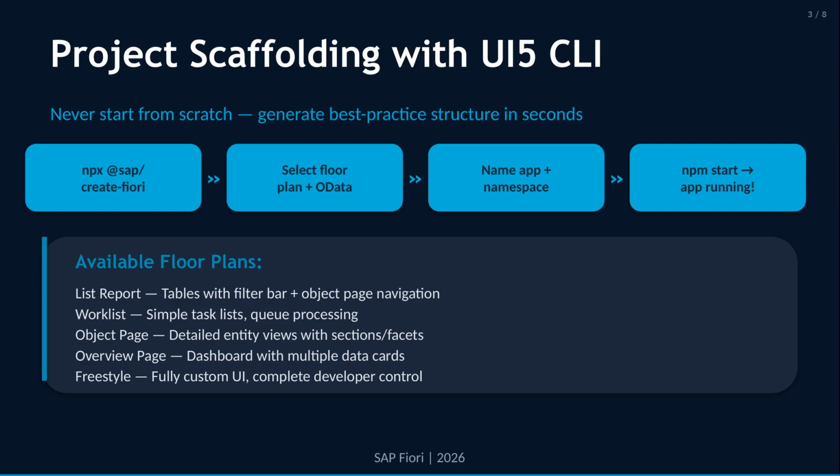The generator asks you a series of questions: which floor plan, list report, work list, object page, freestyle, which OData service, which entity set, and what the app name should be. It then creates a manifest.json with all your app configuration, a Component.js as the app entry point, views and controllers following the MVC pattern, and an i18n folder for translations. The key file is manifest.json. This is the blueprint for your app's routing, models, data sources, and deployment configuration. Every modern UI5 app is driven by its manifest.